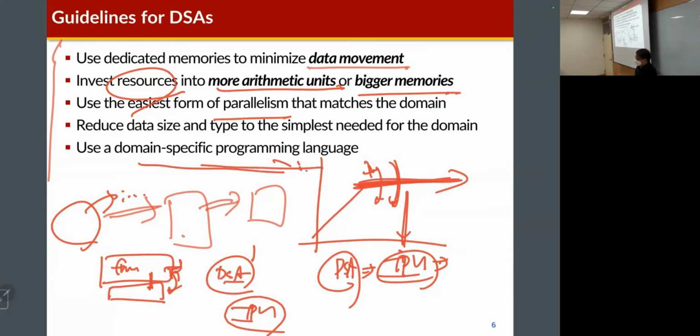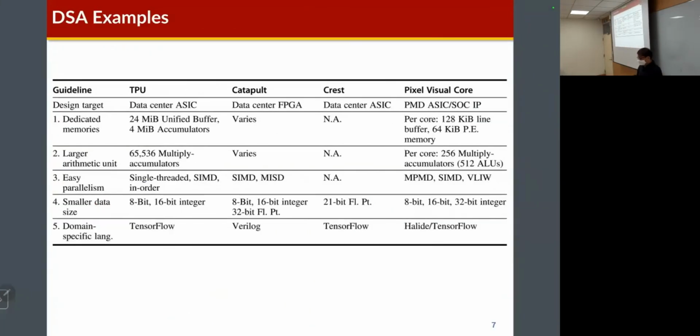Domain-specific programming language is also very critical for the DSA. So this table shows some examples of the domain-specific architectures. TPU is the most famous DSA. It is deployed in the Google data center, and also it's a kind of old information.